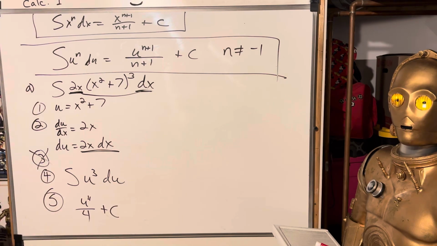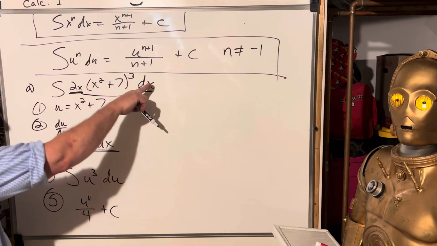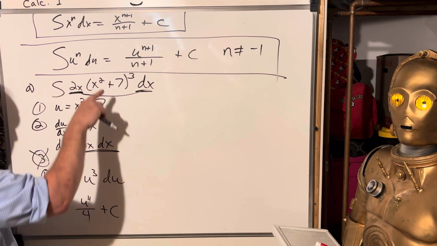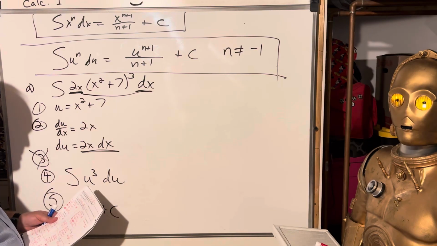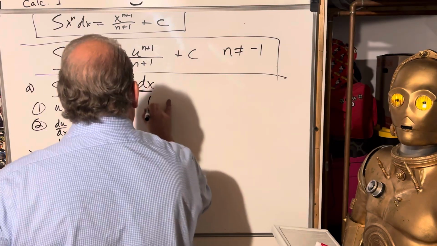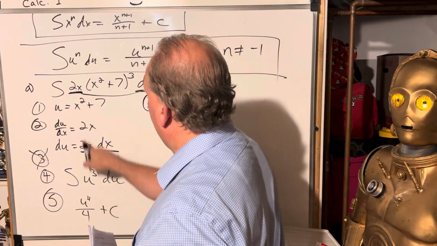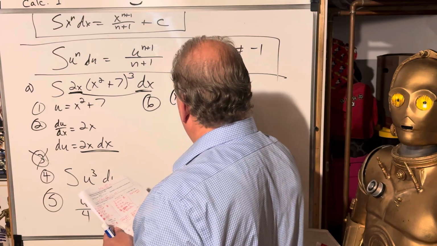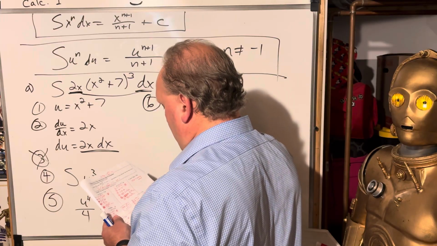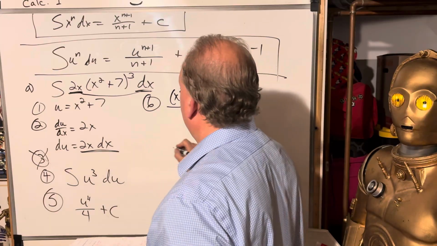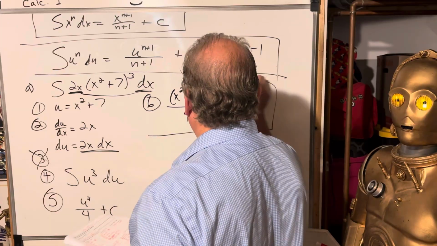Now, this is where a lot of students make mistakes. They forget about step 6. There aren't any u's here. This is all x's. So we have to take this integral and put our information back in there so that it's correct. So step 6 is going to be x squared plus 7 to the fourth power all over 4 plus c. And that's our integral.